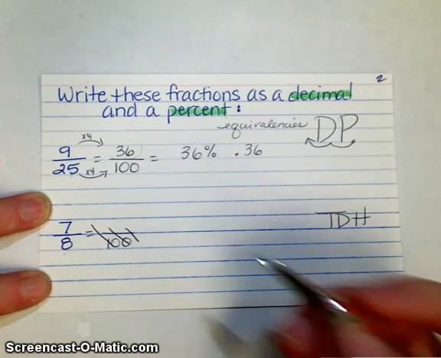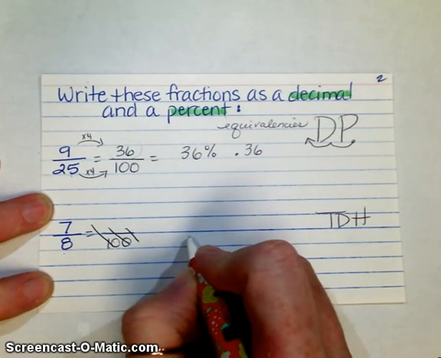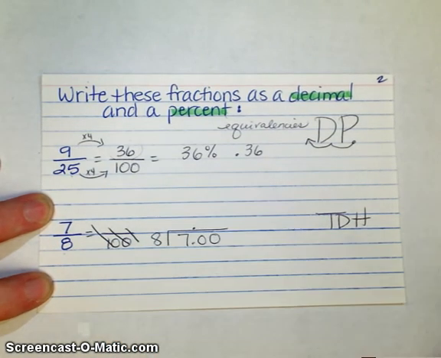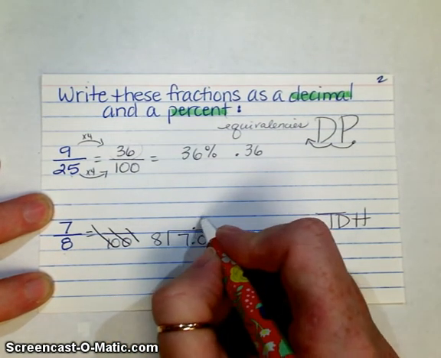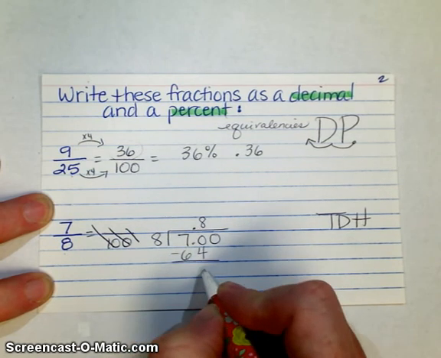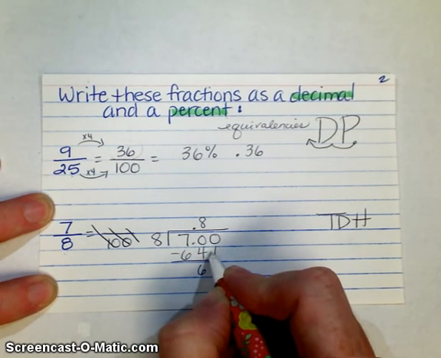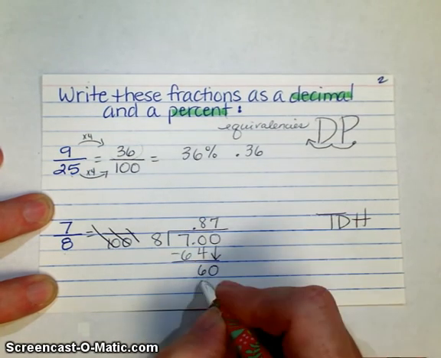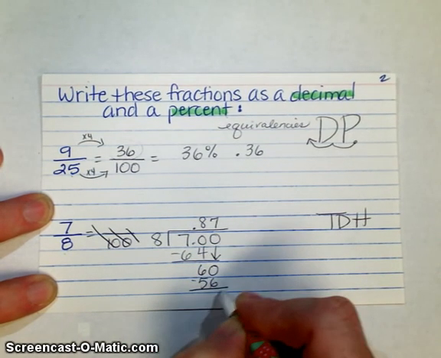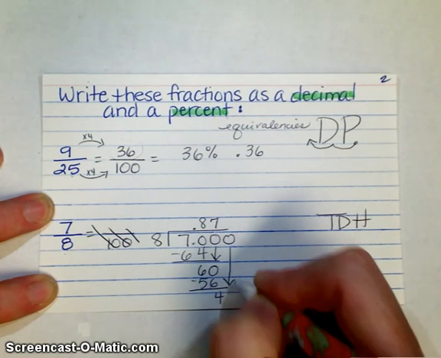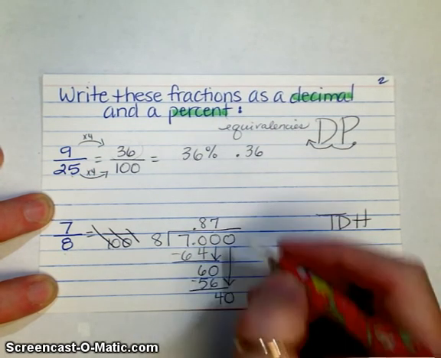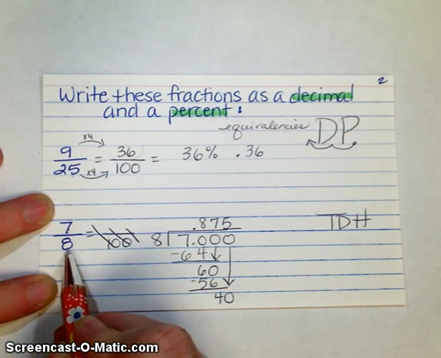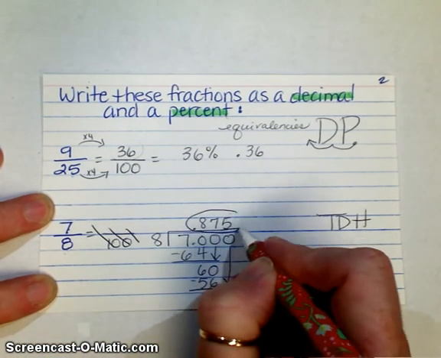So what we're going to do to make this be a decimal value is put 7 on the inside, 8 on the outside, and we're going to do our division. 8 goes into 70 8 times. That gives us leftovers of 6. Bring down our 0. 8 goes into 60 7 times. That is 56. We have 4 left over. I'm going to add 1 more 0. And 8 goes into 40 5 times. So my equivalent decimal value for 7/8 is 0.875.